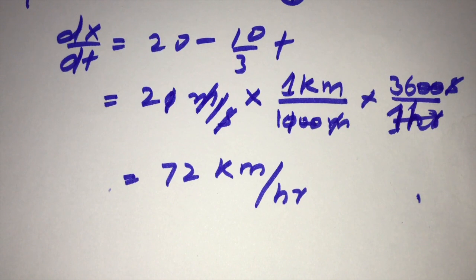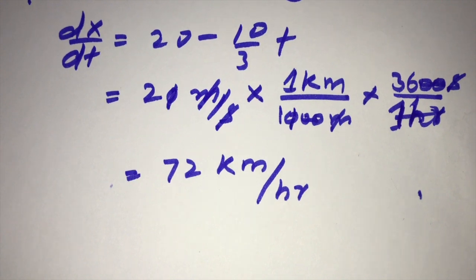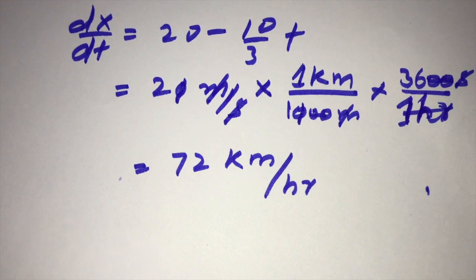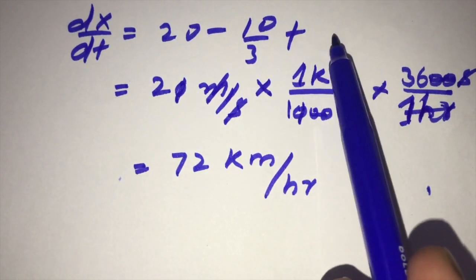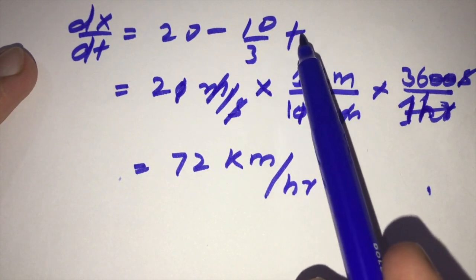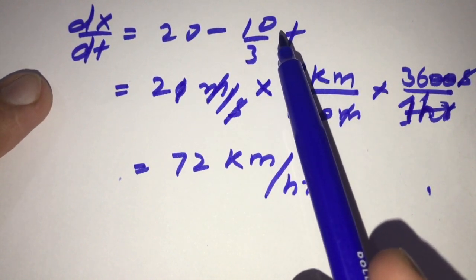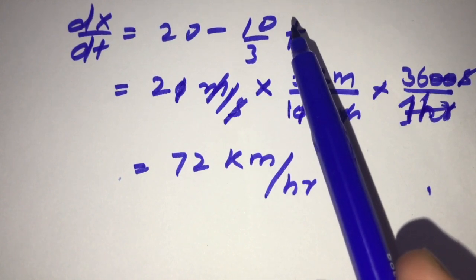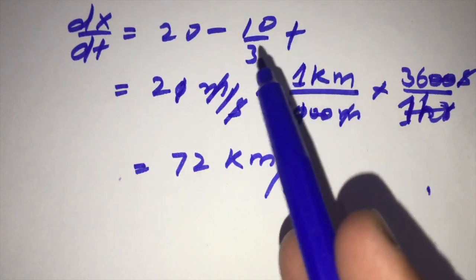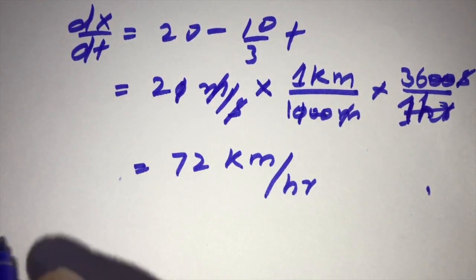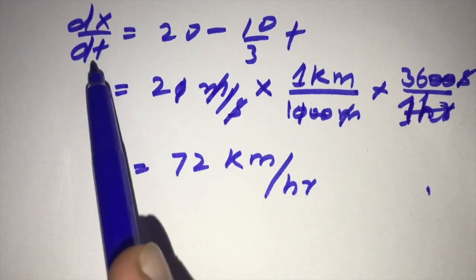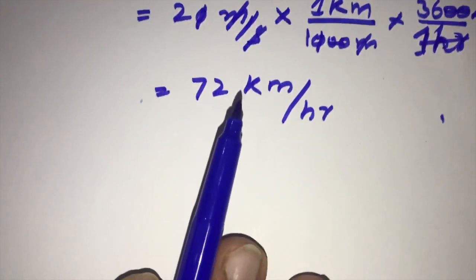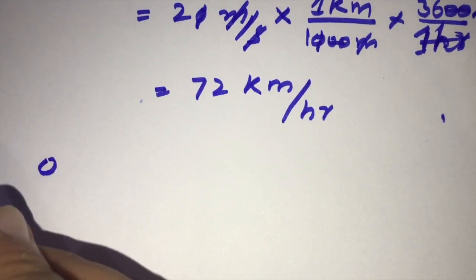So when the car stops, then the velocity is equal to 0. In order to find the distance the car traveled before it stopped, we must put this equation equal to 0 and find the time from this equation, and then put it in the original displacement equation. Okay, so put dx by dt equal to 0. This is our part 2.